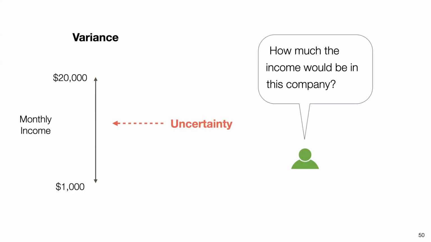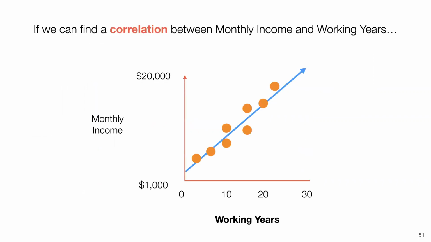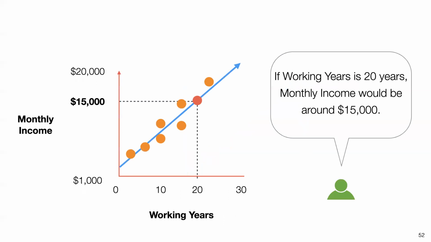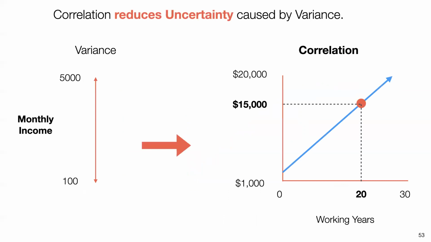This variation is called uncertainty in the world of statistics. But if we can find a correlation, let's say between monthly income and working years, how many years you work at this company, then there seems to be a strong positive correlation. The longer you work, the higher you get paid. Then what just happened is, based on the working years, you can predict or estimate how much you might get paid. And what just happened is it reduced the uncertainty.